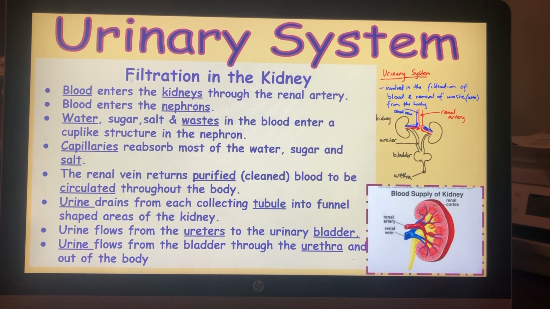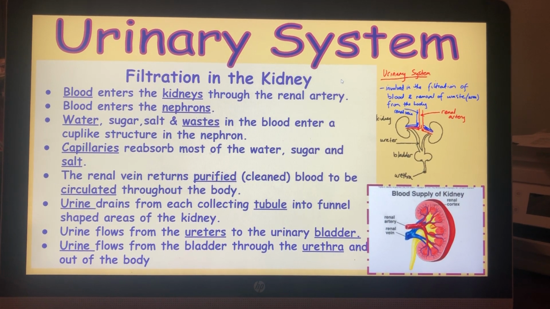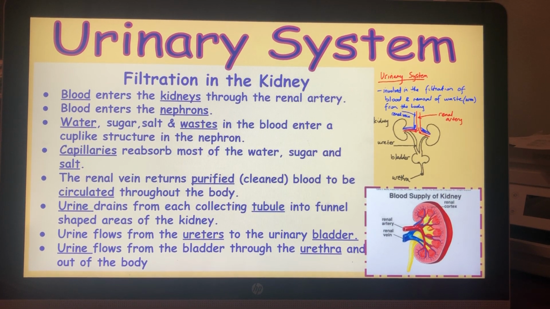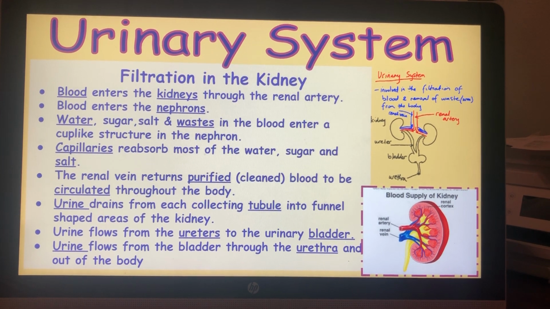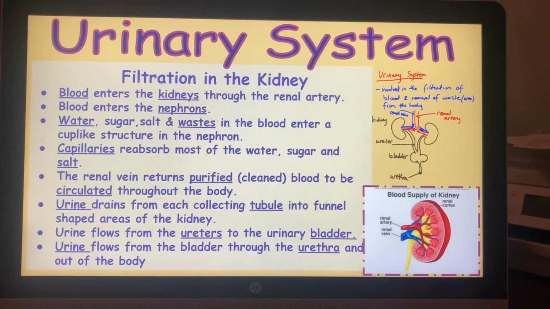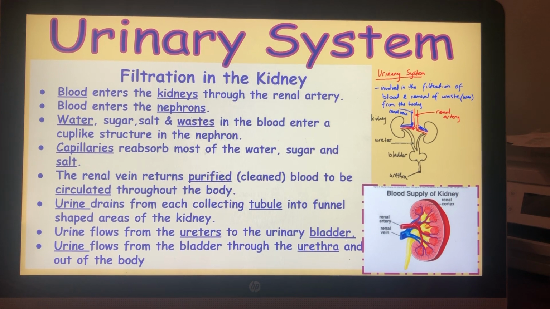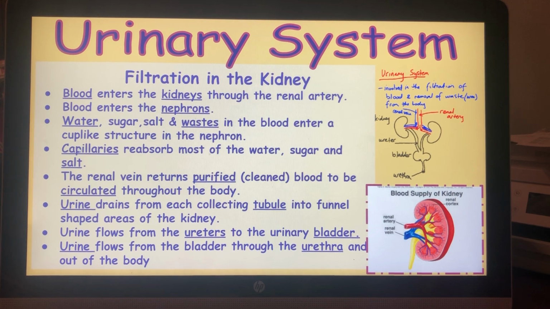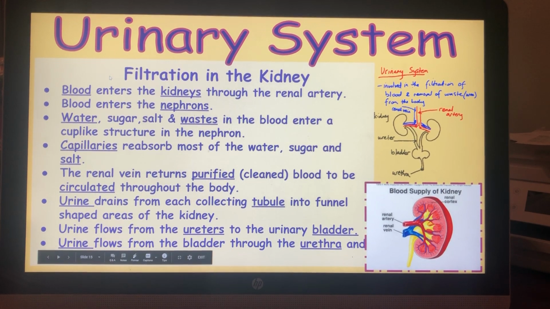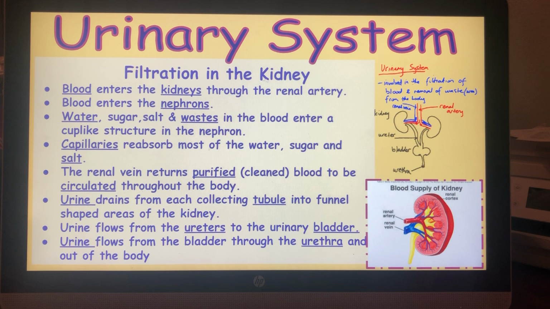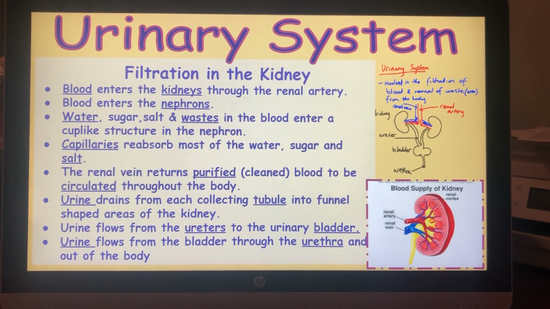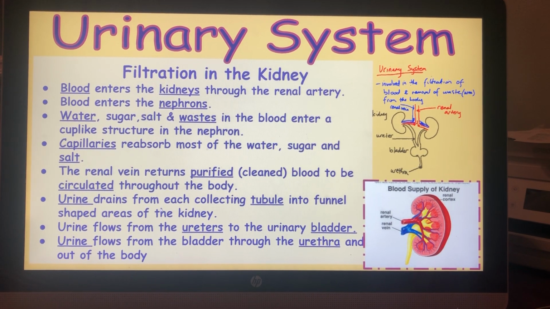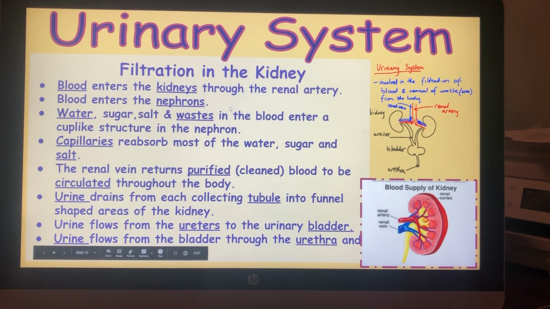Okay, continuation on filtration in the kidney. Blood enters the kidneys through the renal artery. Blood enters the nephrons. Water, sugar, salt, and waste in the blood enter a cup-like structure in the nephron. Capillaries reabsorb most of the water, sugar, and salt. So what we are doing right now is moving through each bullet point, and it's actually taking us through the pathway of how the blood enters the kidneys and is filtered and cleaned and purified, and then it moves on through the ureters, into the bladder, and out the urethra.